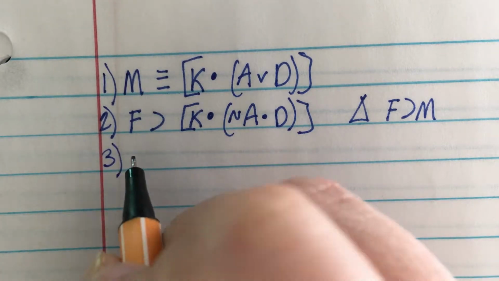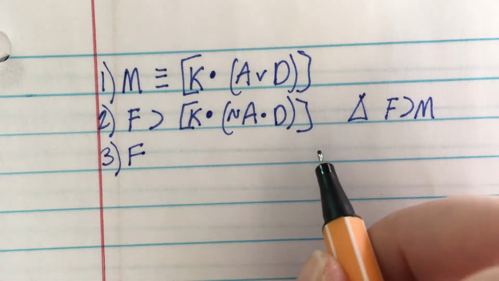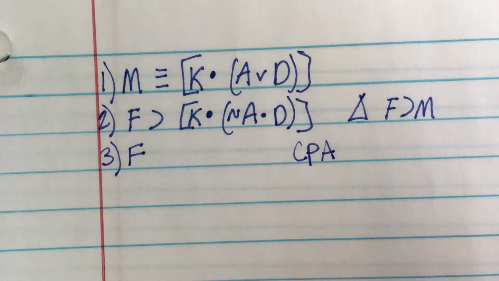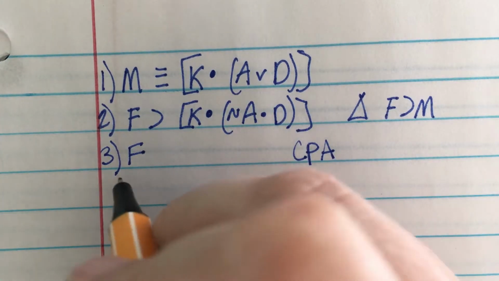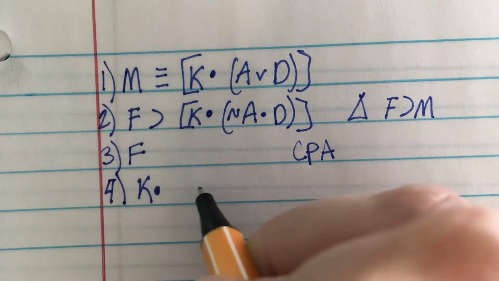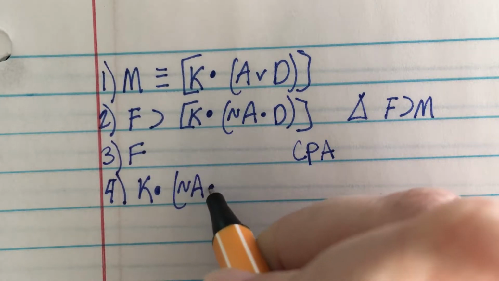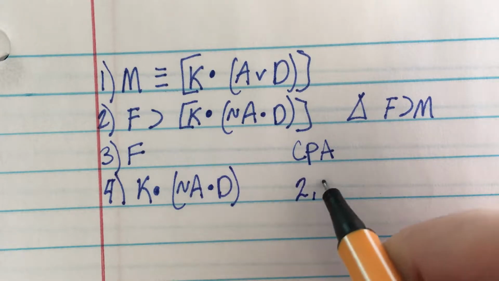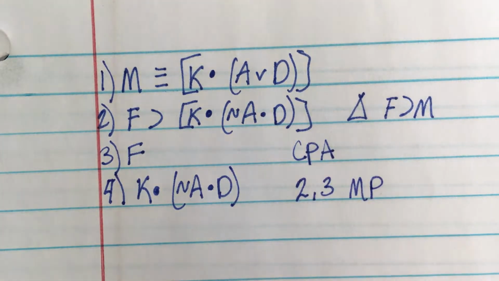So I'm going to write number 3, F, and that's going to be a conditional proof assumption. Y'all remember that? Okay, now, if I have the antecedent of a conditional, then I can always get its consequent using one of our favorite easiest rules. So I'm going to go ahead and do that as well. And the answer there is going to be K and not A and D, by 2, 3 modus ponens. Okay, guys, get that?